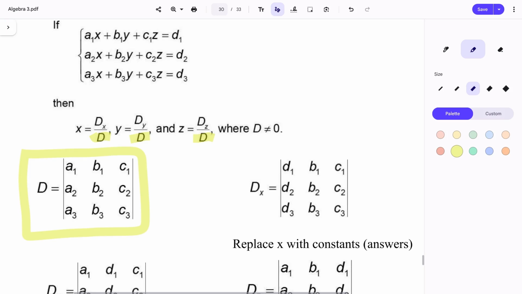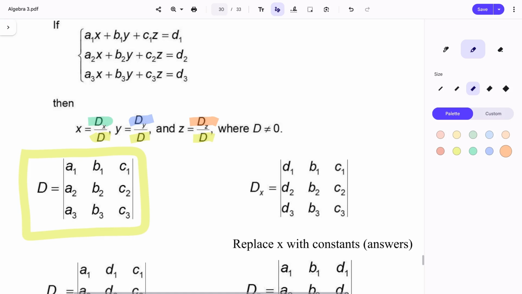You just grab all the coefficients from in front of the x's, y's, and z's. You do your diagonals method or your minors method, and you find that determinant. So that's going to be the first one that we want to start with. We only have to solve for it one time, and then we just use it for every single letter. Then the other ones that are on top change a little bit. We have a determinant with respect to x, a determinant with respect to y, and a determinant with respect to z.